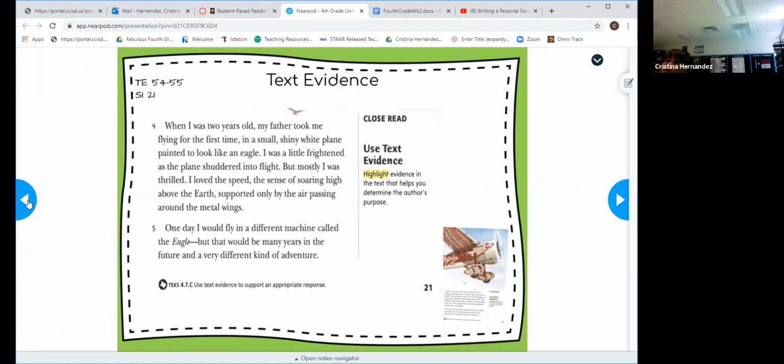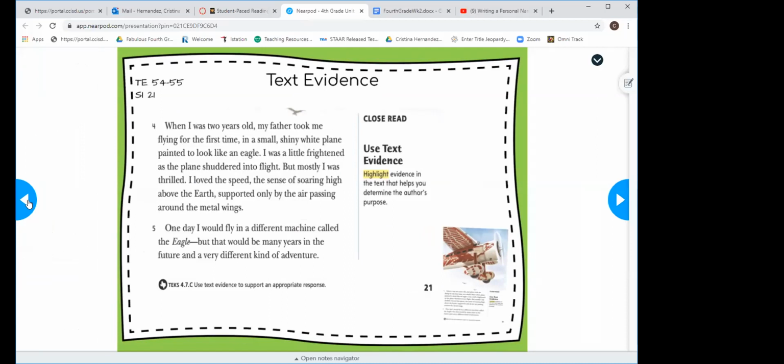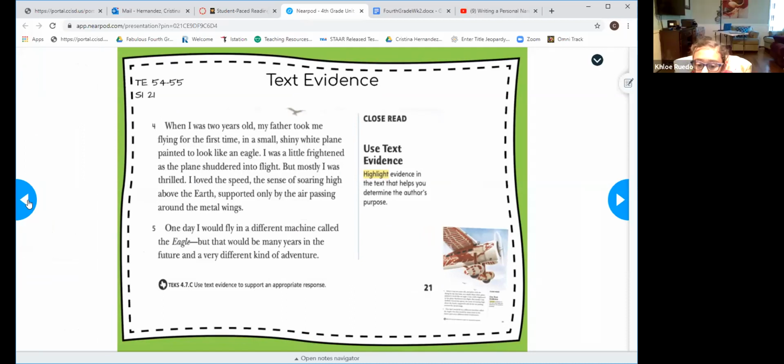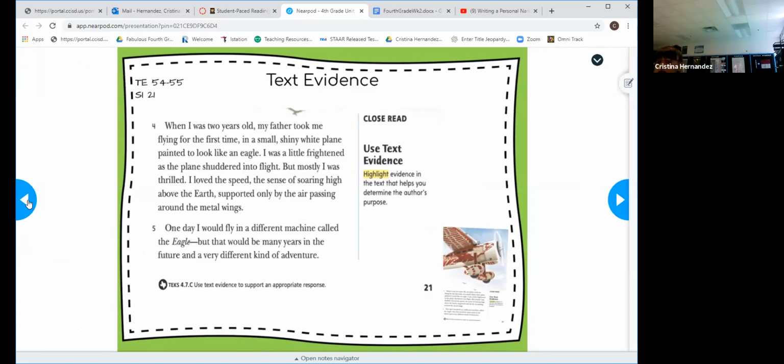Did it entertain us? I don't think it was to entertain us. What was it? I think you know. Persuade. Inform. It was to inform us. Yes, whoever said that. It was to inform. Remember we did that page a while back. And I'm going to read this real fast and we're going to find evidence and we're going to highlight it. I won't make y'all do it in the book, but we will.